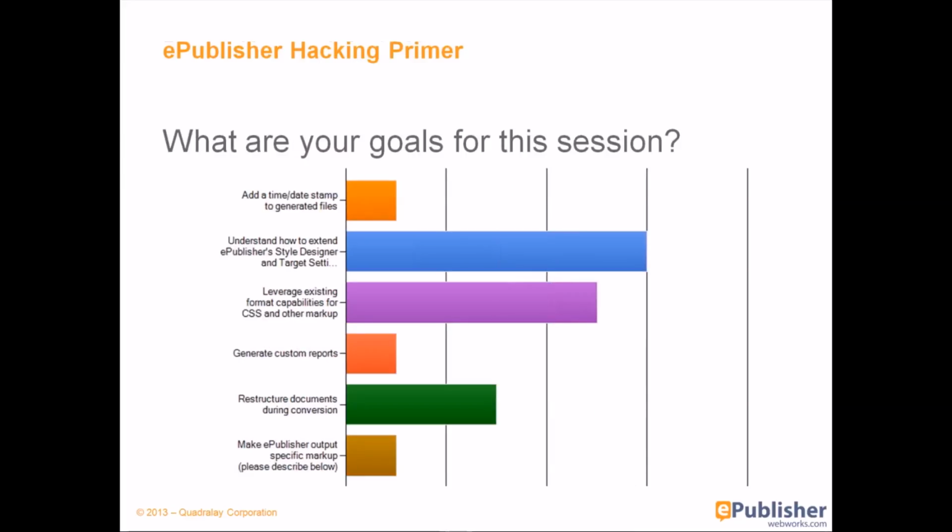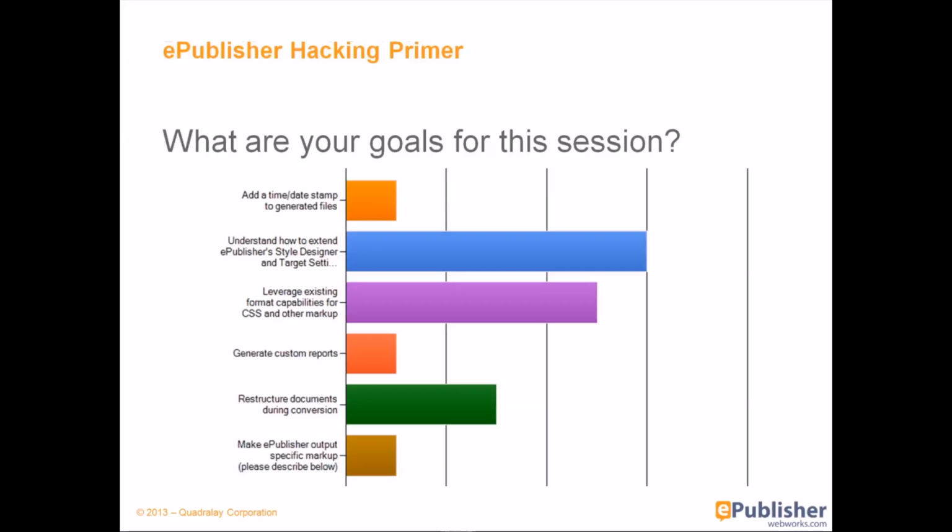I also asked for some goals, and this is what you voted up. One of them, the primary one, was trying to understand how to extend the ePublisher style designer and target settings with new controls. Also wanted to know how to leverage existing format capabilities. The question has come up several times, okay, where are you doing that? Because if you can tell me where you're doing that, I can add more to it. So I'll try today to give you an intro to some of those topics so you can start to leverage what's already there in the product.